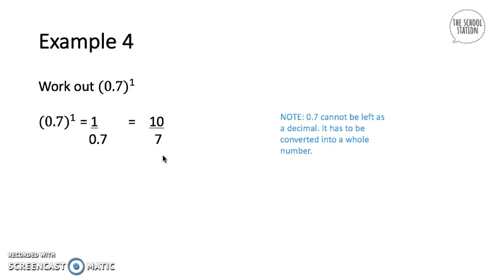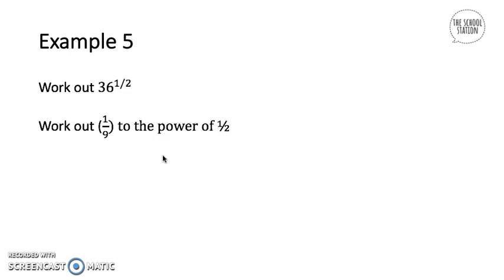So after this example 4, we can now go to example 5. Over here is telling us to work out 36 to the power of a half. And also, this is just part A, and part B is to work out 1/9 in brackets to the power of a half. Again, I want you guys to pause this video and have a go. This may seem very complex, but if you use your basic knowledge, I'm sure you'll be able to do it.